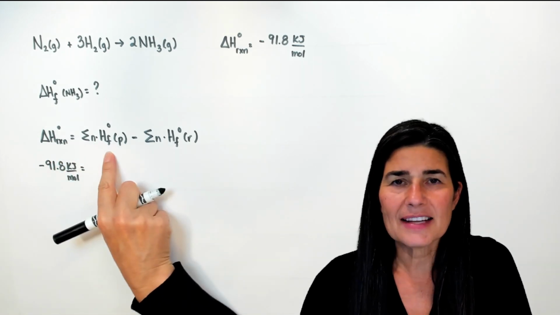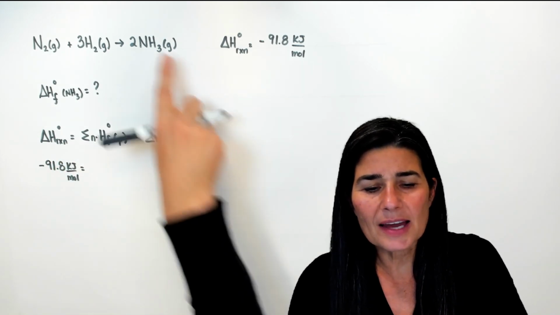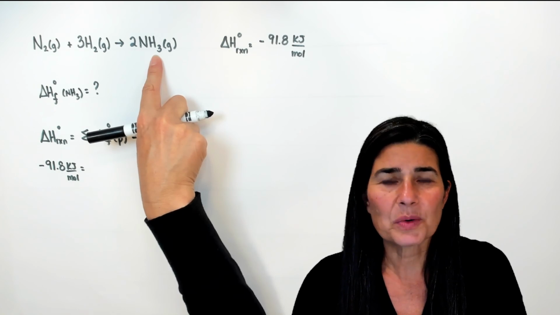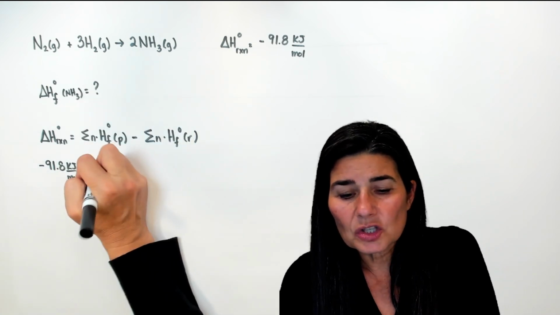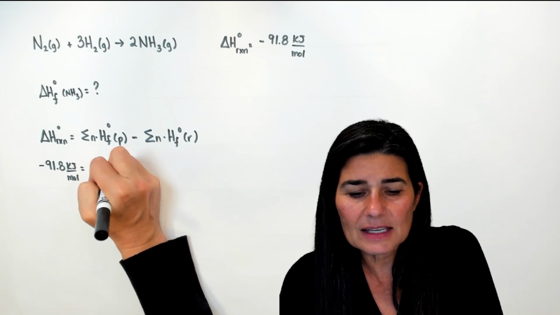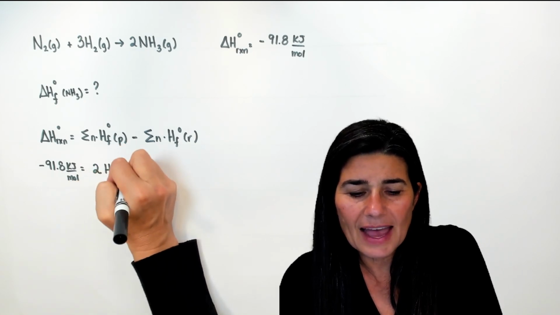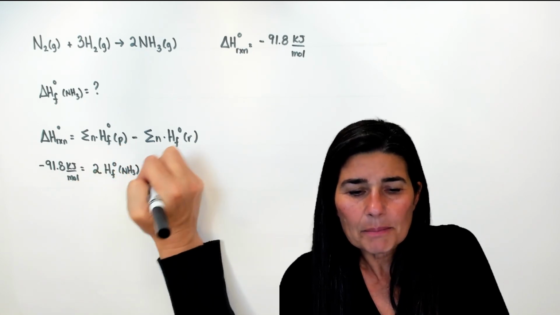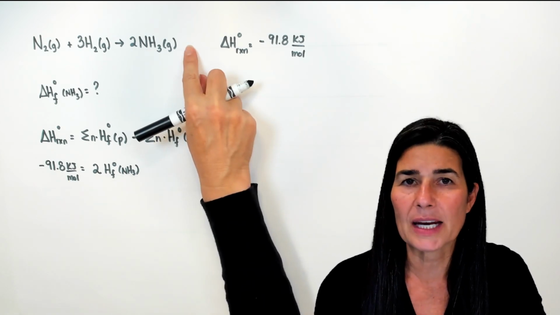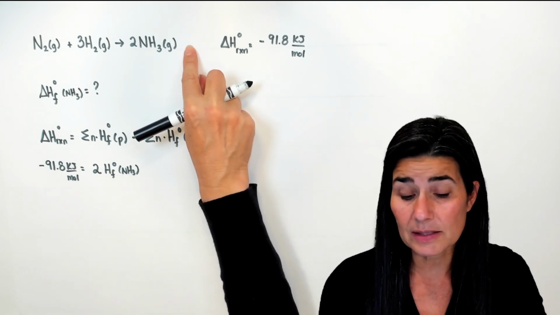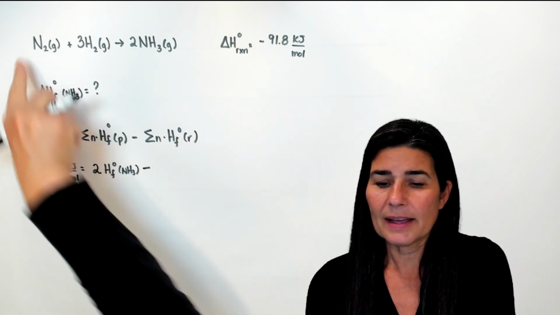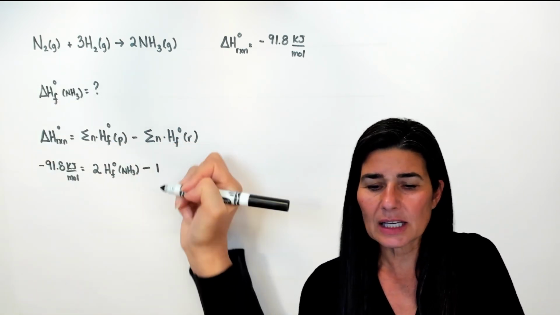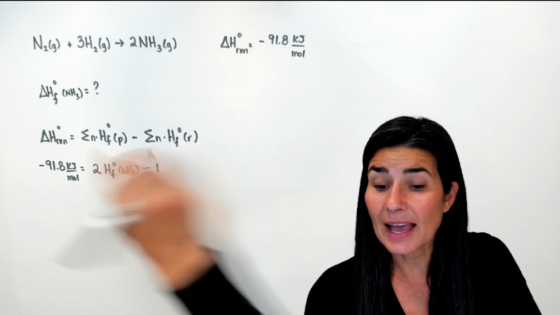equals, well, let's go ahead and start with our products. Our product is the ammonia. So we're going to take the balanced chemical coefficient 2 times the heat of formation of NH3 plus, okay, we don't have any more products, so we don't do anything else. So we take our products minus 1 times the standard heat of formation of nitrogen.